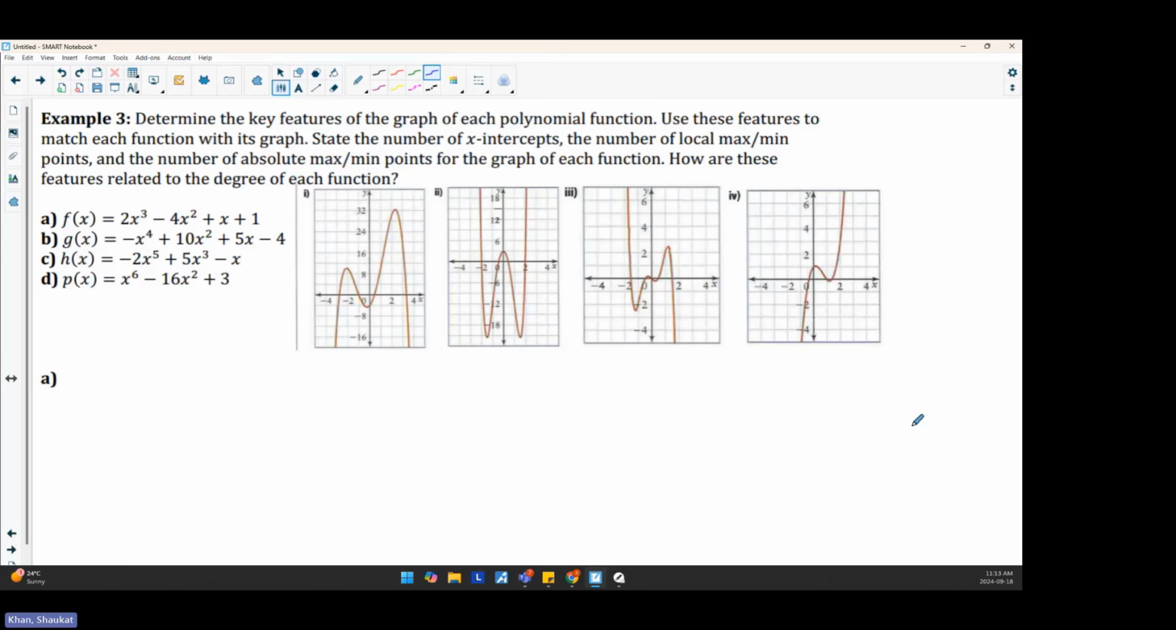Of absolute maximum points for the graph of each function. How are these features related to the degree of each function? All right, I think they just want us to match. So let's take a look at the first one.